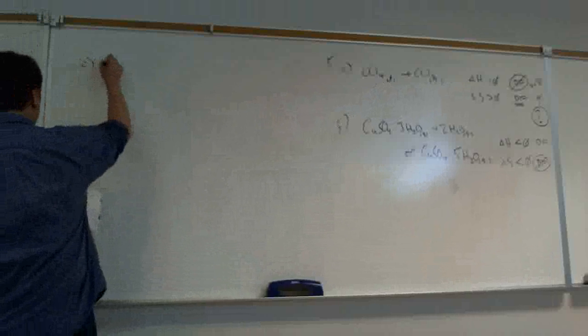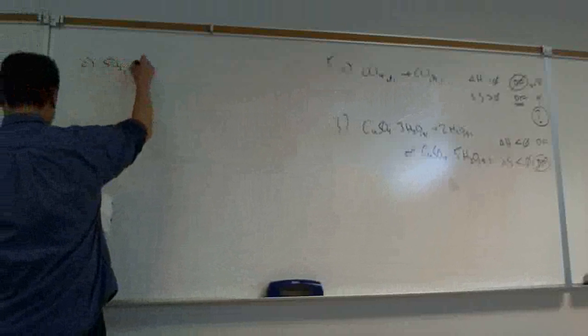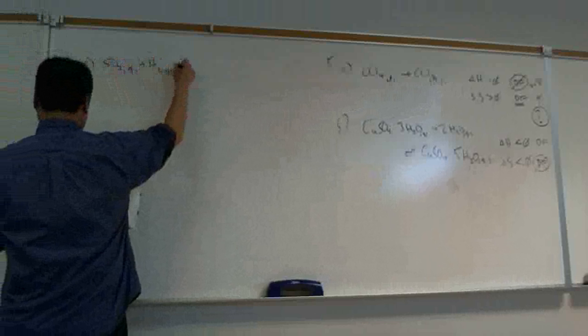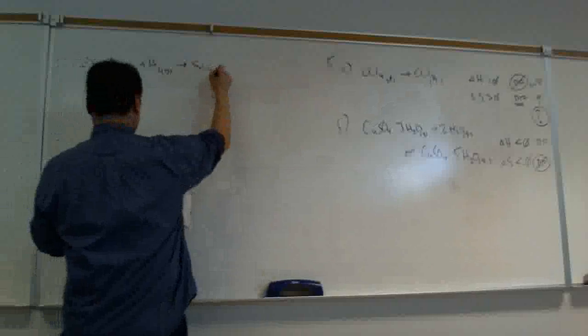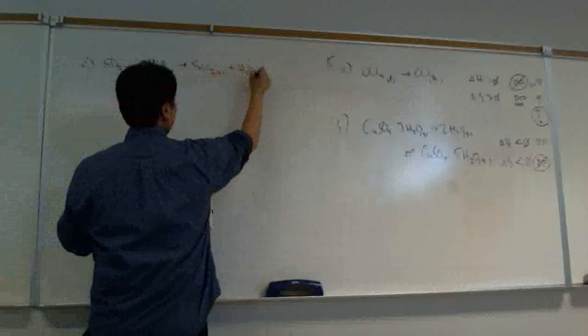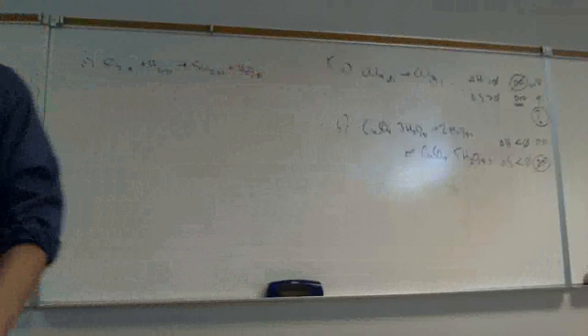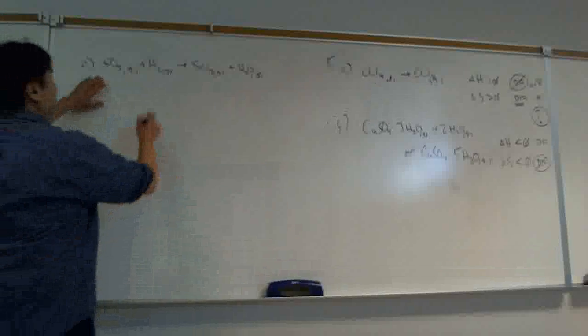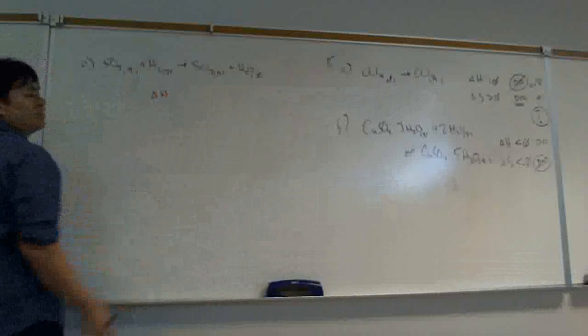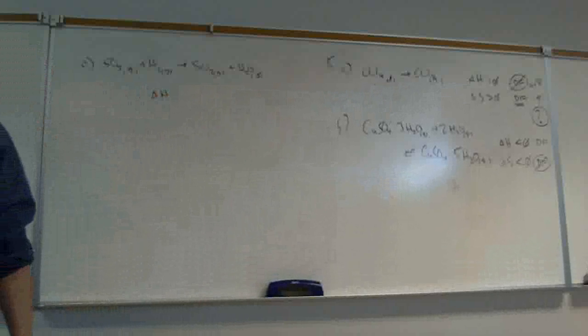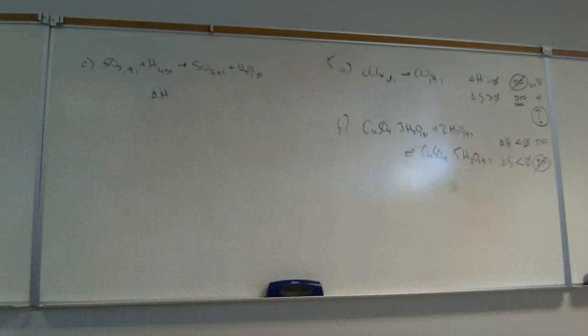SO3, sulfur trioxide gas, plus hydrogen gas yields sulfur dioxide gas plus water, H2O, in gaseous state. What do you think is happening with delta H here? Would you say it's exothermic or endothermic, or maybe too difficult to tell? It's going to be exothermic.